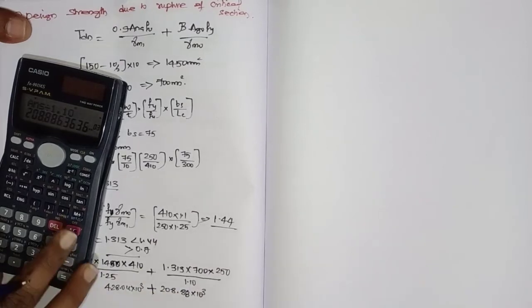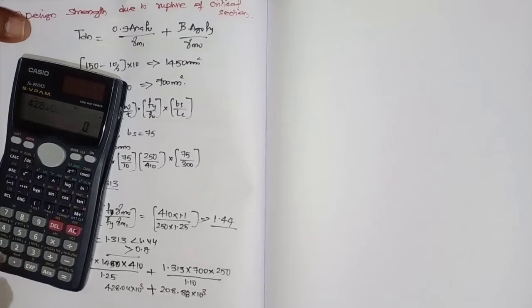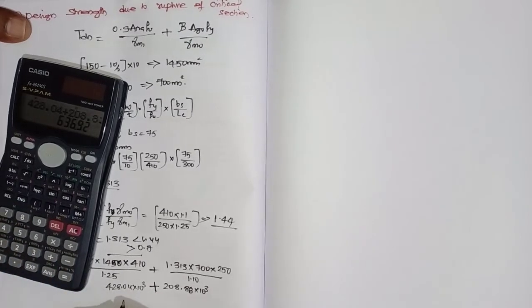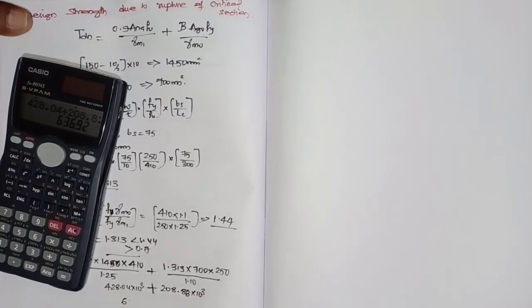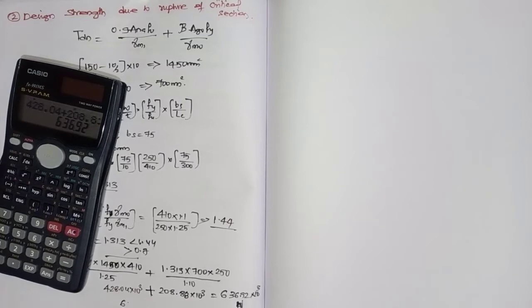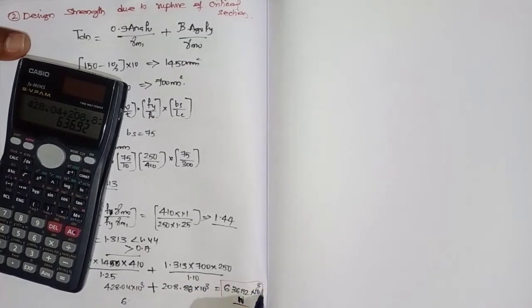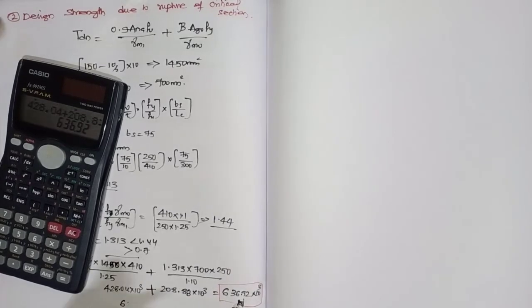If I add all these things, 428.04 plus 208.88, how much are you getting? 636.92 into 10 power 3 newtons. What is this? This is the value for net section rupture.